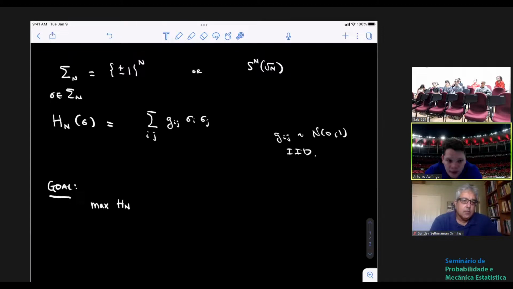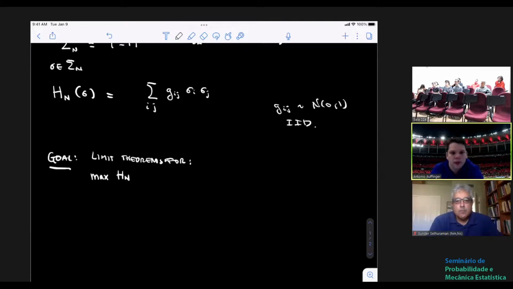So that's easy. It turns out that this question on the hypercube, on the discrete space, is extremely hard. And that is the first question that I'll try to focus on. So the goal is to try to understand limit theorems for this quantity. I'll define it as G_n, the ground state.